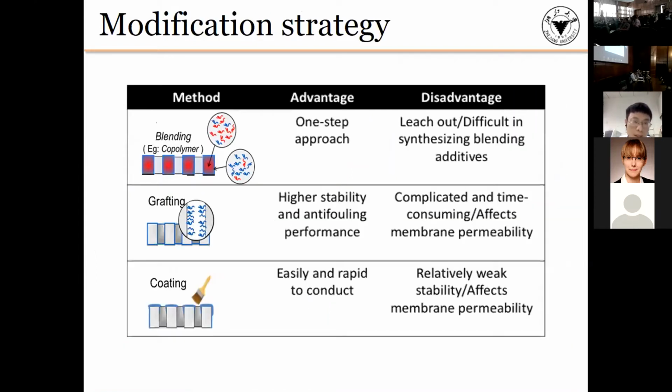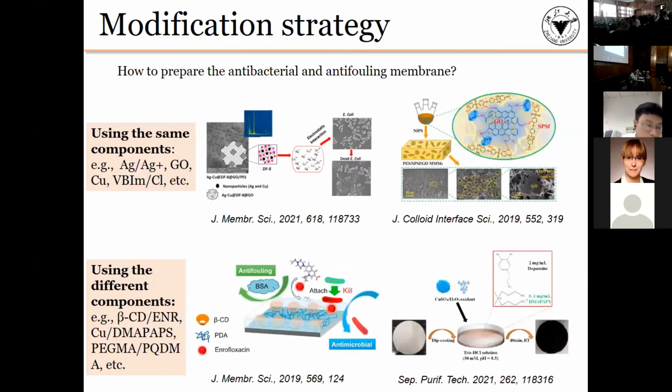Actually, there are many types of membrane fouling modification strategies. Here, I won't introduce them in detail, but then how to prepare the antibacterial and antifouling membranes. Roughly, I divide them into two types. One is using the same components, and another one is using different components. For the first one, silver nanoparticles or silver ions, graphene, and also copper are always used.